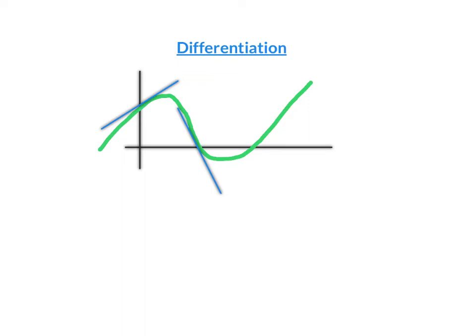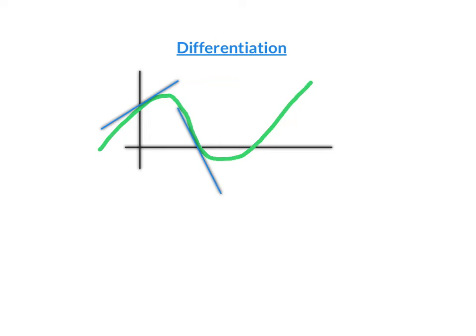Now this first tangent that I've drawn in here, it shows us the gradient at this point here. It's a positive gradient and it's sloping quite slowly in that direction. The other tangent that I've put in here shows a negative gradient, but it's much steeper. It's going down much more quickly.